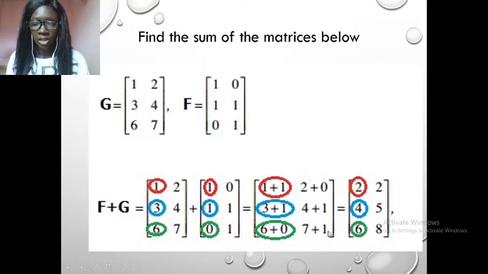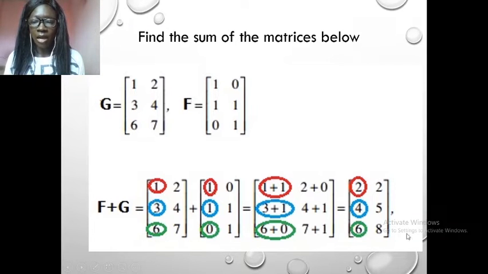So 7 plus 1 is what? Is 8. So let's see our results. I told you one good thing: whenever you're adding or subtracting matrices, your result must also have the same dimension as the matrices you're adding. So you can see our matrix has 3 rows and 2 columns, which we call a 3 by 2 matrix.